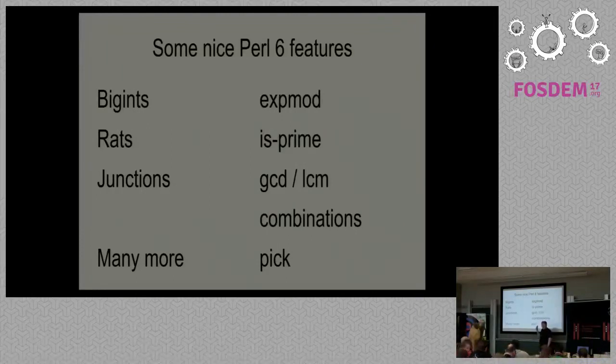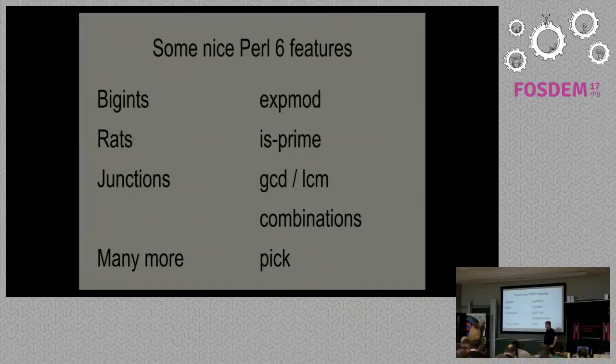Junctions are pretty cool. expmod is a wonderful feature. It's a function I end up writing in every other language because when you want to raise a to the kth power, mod n, it's a terrible way to do it if you actually raise a to the kth power and then mod n, because you end up with a humongous number, and there are much faster ways to do it. Perl 6 has it completely built in.